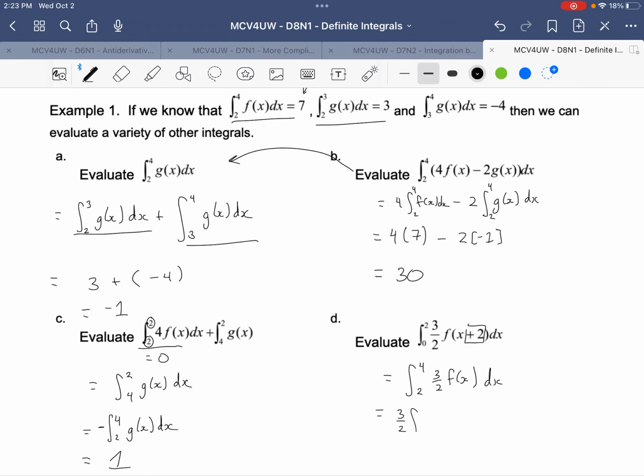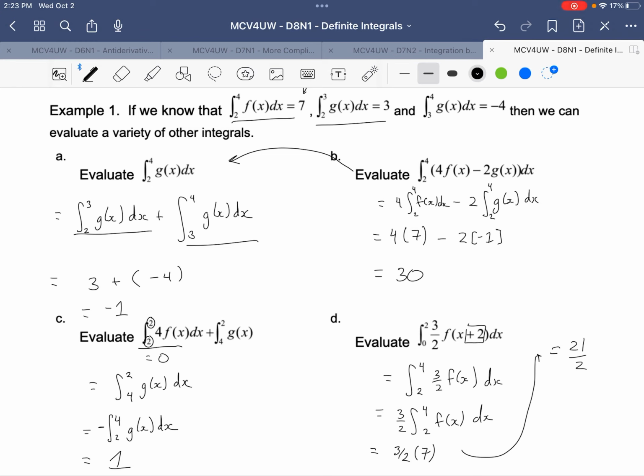That's equal to 3 over 2, if I just factor out the constant. And now I know the integral of f of x from 2 to 4 or 4 to 2. That's right out of our worksheet here, it is 7. So this would be 3 over 2 times 7, which would give us an answer of 21 over 2.